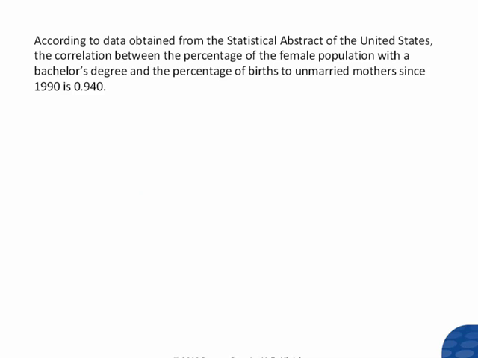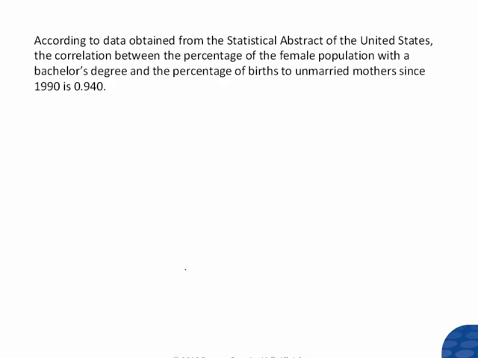For example, according to data obtained from the Statistical Abstract of the United States, the correlation between the percentage of the female population with a bachelor's degree and the percentage of births to unmarried mothers since 1990 is 0.940. That's a very, very high correlation between the two variables. It's very, very close to 1. But would it be reasonable to say that the higher the percentage of the female population with a bachelor's degree, the higher the percentage of births to unmarried mothers?